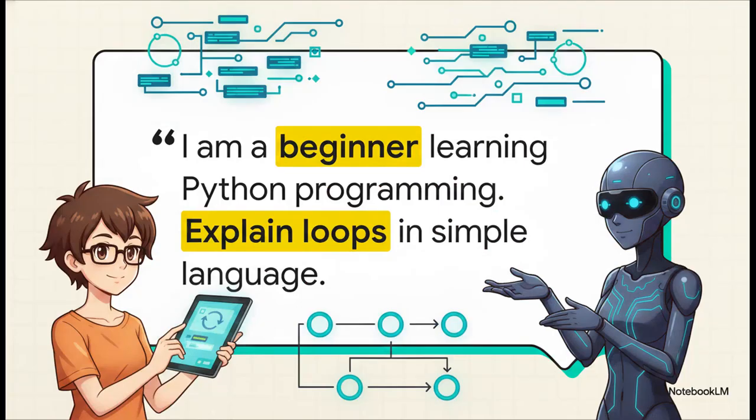Let's look at how this actually plays out. Check out the framing here. "I am a beginner learning Python programming. Explain loops in simple language." Listen to that first sentence. Before the actual instruction is even given, the user establishes a clear identity. They are framing the AI's perspective and setting a baseline for the kind of vocabulary it should use. Only then do they give the instruction.